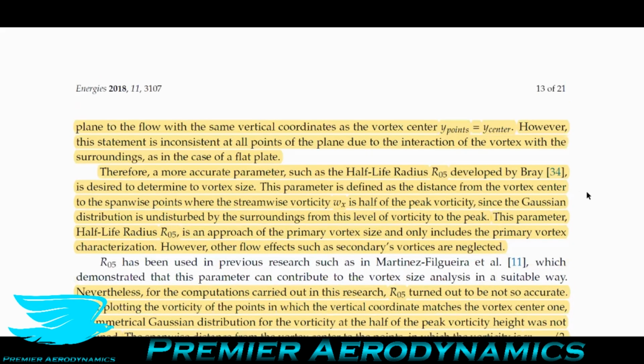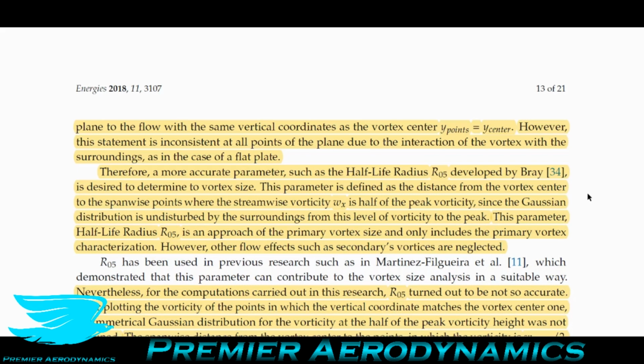So they say a more accurate parameter, such as the half-life radius developed by Bray, is designed to determine the vortex size. This parameter is defined as the distance from the vortex center to the spanwise points where the streamwise vorticity is half the peak vorticity, since the Gaussian distribution is undisturbed by the surroundings from this level of vorticity to the peak. Now, this is a very slapdash approach. It's not very accurate. You can approach it this way, but it's just a general idea, because you're now missing out a lot of the vortex.